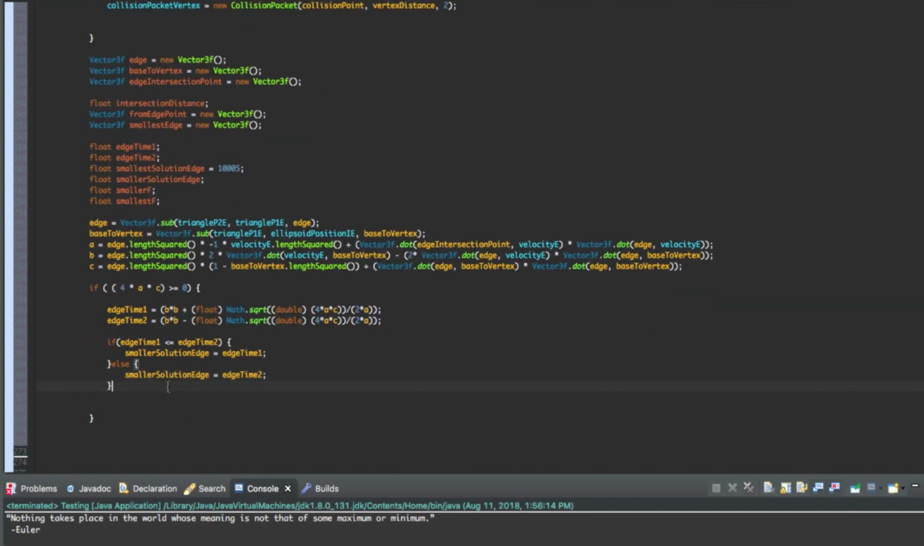Alright, but we still don't know if those are within the actual edge segment. But first, we need to check if the smaller solution edge is greater than or equal to 0 and less than or equal to 1. Because that is the time of the collision, and we only want those times between 0 and 1.